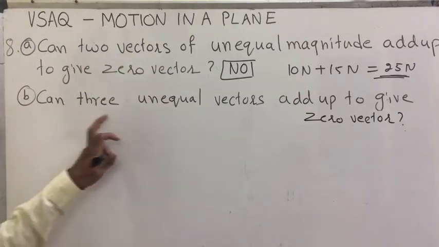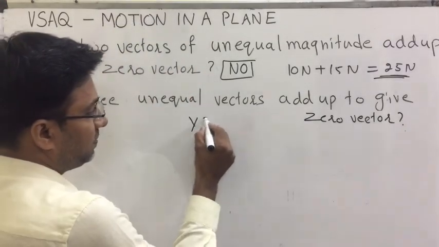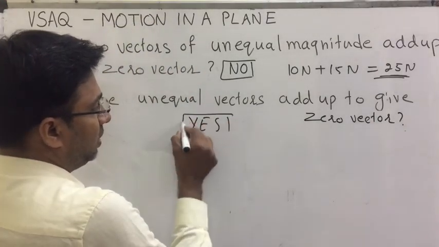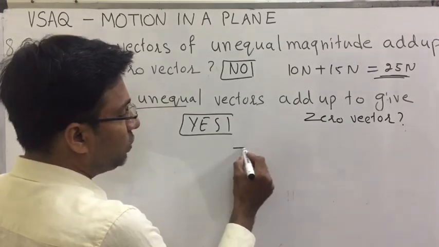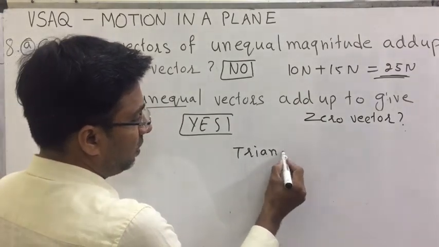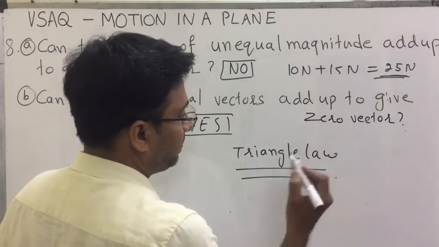Next question. Can three unequal vectors add up to give a 0 vector? The answer is yes. If there are three unequal vectors, then the answer is yes, according to the triangle law. According to the triangle law, it is possible.